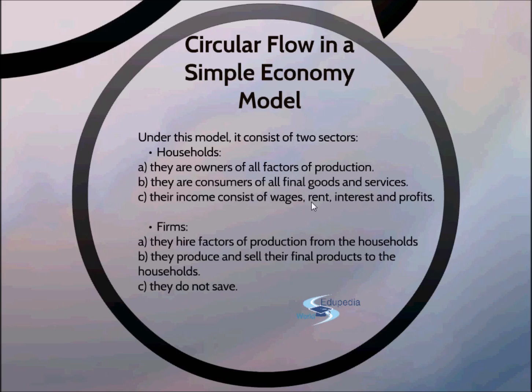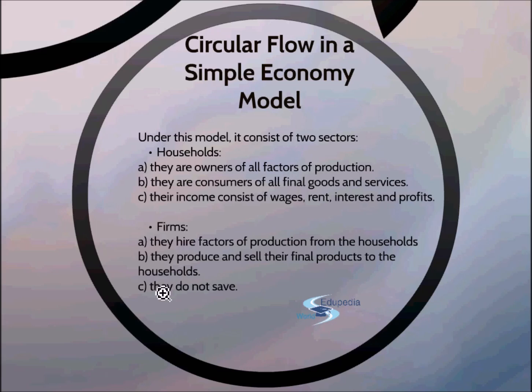Their income consists of wages, rent, interest and profit. If we bifurcate between the factors of production, wages are paid to labor, rent is paid to land, interest is paid to capital and profits are paid to the entrepreneur. These are the various income flows to the household. Now coming to the firms, they hire factors of production from the households. You can see that households provide factors of production and firms get them. Then the firms produce and sell their final goods and services, and they sell them to the households.